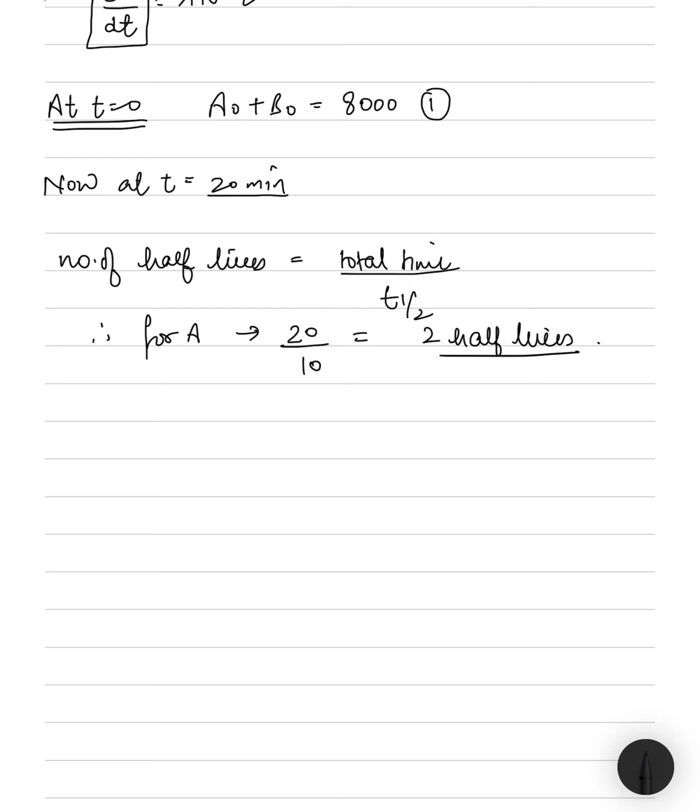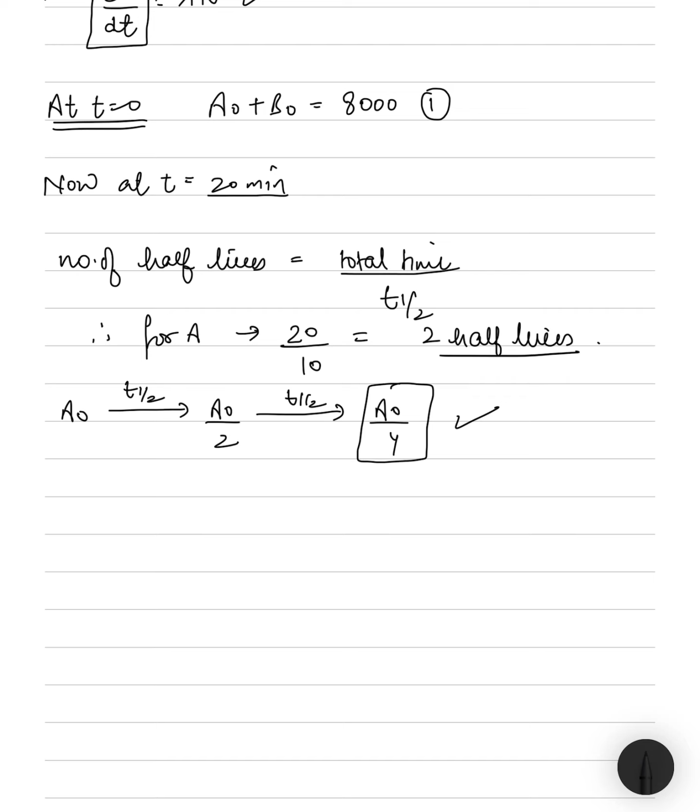That means after two half-lives, we can easily find how much A is remaining. Initially, let's say we have A as A naught. After first half-life, it remains A naught by 2. After second half-life, we have A naught by 4, right? That is, the amount of A remaining after 20 minutes is A naught by 4.